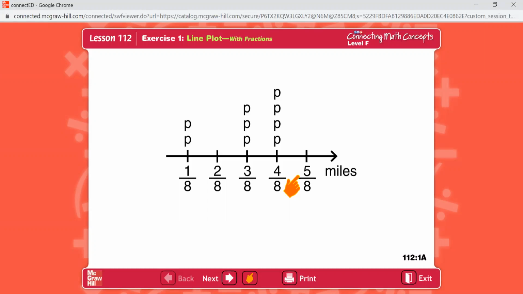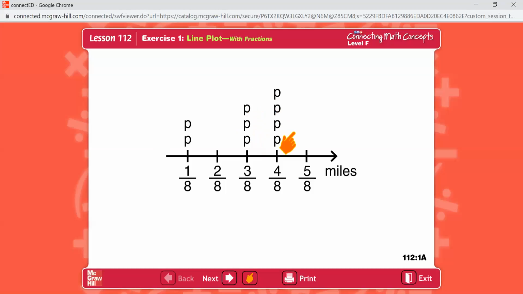We work the problem the same way we work problems with whole numbers. We find the total for each column, we add the totals to find the total number of miles, then we divide by the number of people to find the average. The problem for this column is 1/8 plus 1/8. The equation for this column is 3/8 plus 3/8 plus 3/8. The equation for this column is 4/8 plus 4/8 plus 4/8 plus 4/8.